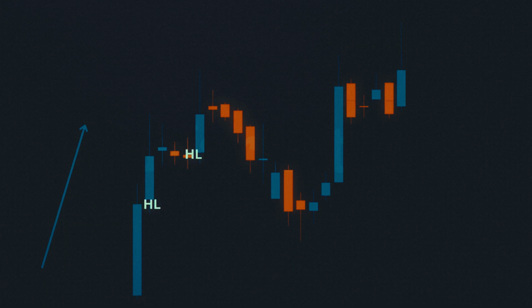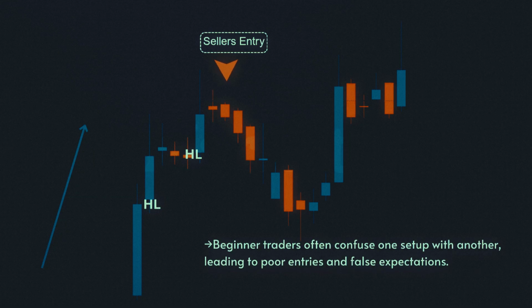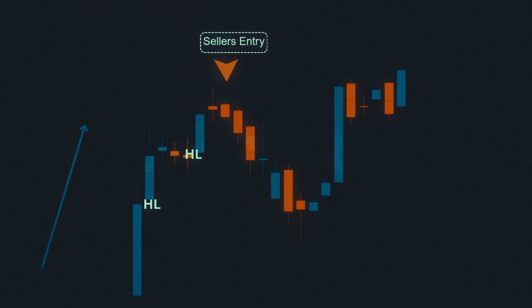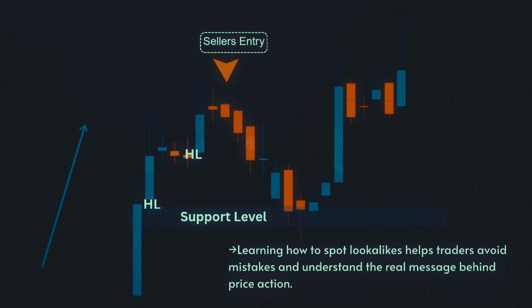Small body, super long lower wick. But context changes everything. If you see that exact same shape at the top of an uptrend, that's a hanging man. And that is a bearish trap, hinting that buyers are suddenly losing steam and sellers are starting to successfully test the waters. Then you've got the inverted hammer.